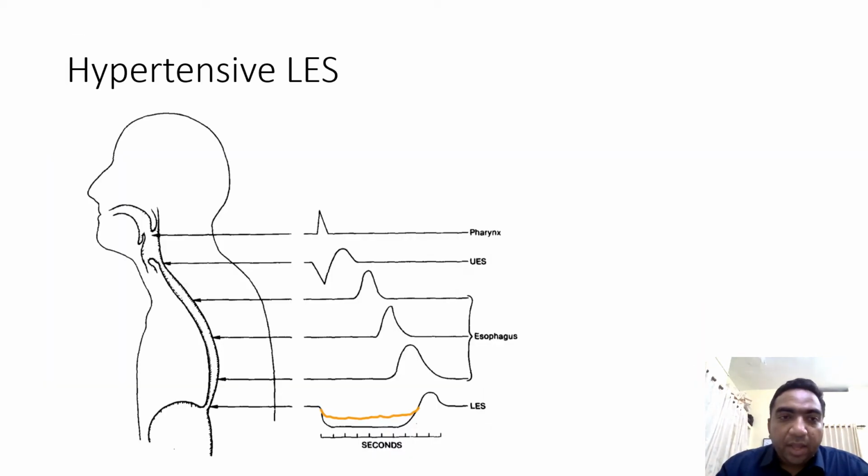Now coming to the hypertensive lower esophageal sphincter. What is happening in hypertensive LES? Here what happens is the lower esophageal sphincter is not relaxing.